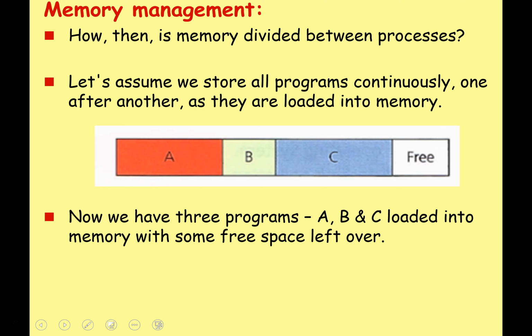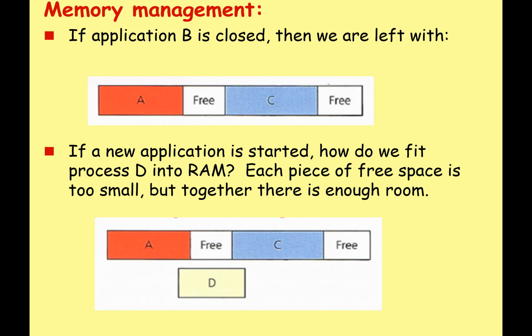Well, let's assume that all the programs are stored continuously, one after the other, as they are loaded into memory. So now we have program A, program B, and program C all running with a little bit of free space left over. But let's imagine application B is closed. So then we've got an extra part of free space. We've got some free space here, some free space here, and we've still got program A and program C running.